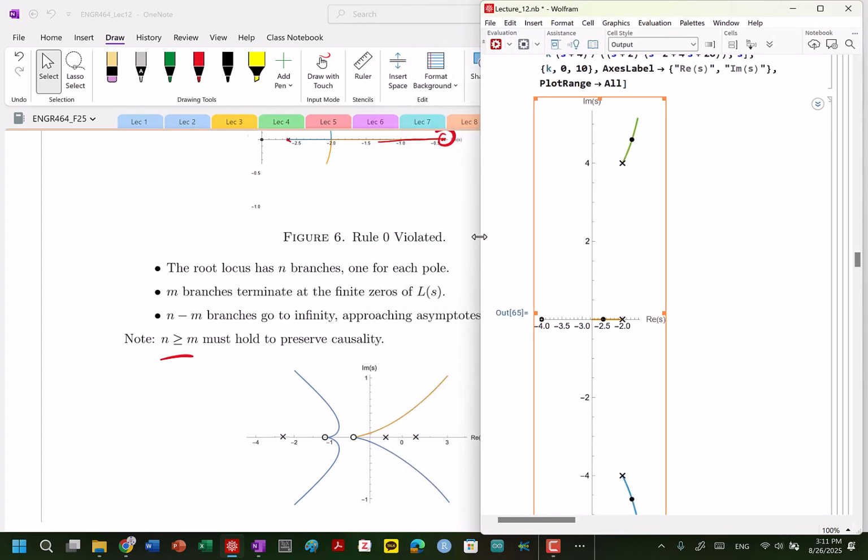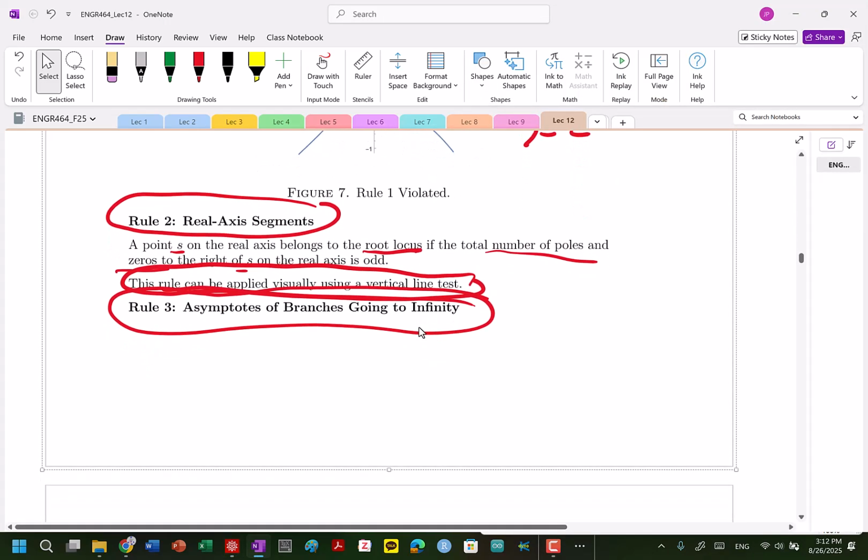m branches will terminate at the finite zero. So how many m's? Basically we see here, this goes to infinity, this goes to infinity. So this branch, 1, is going to the 1 zero. Perfect. n minus m will go to infinity or approach asymptotes. So that's 2. Perfect. So rule 0 and rule 1 are verified.